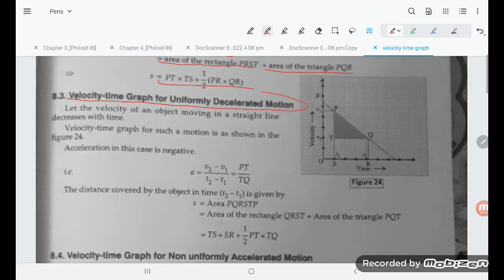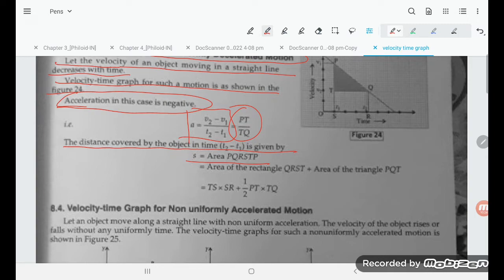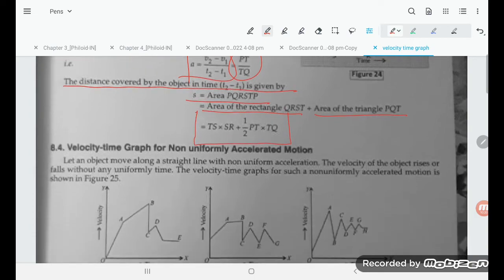Next one, velocity time graph for uniformly decelerated motion. Let the velocity of the object moving in a straight line decrease with time. The velocity time graph for such a motion is shown in the figure. Acceleration in this case is negative. So A is equal to V2 minus V1 upon T2 minus T1. The distance covered by the object in time T2 minus T1 is the area PQRSTP, the area of the rectangle plus the area of the triangle PQT. So TS into SR plus half PT into TQ.